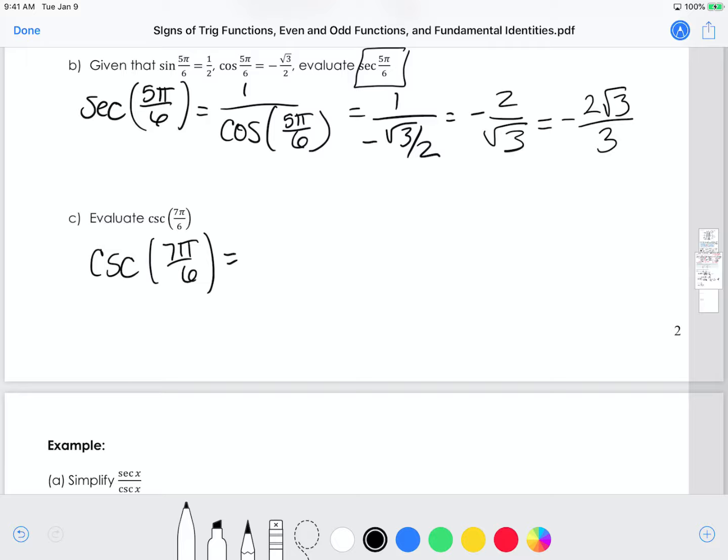Since my cosecant is the reciprocal of sine, I'm going to write it like this. In looking at my ordered pair on the unit circle, my y value for 7 pi over 6 is negative 1/2. So when I take the reciprocal, because cosecant and sine are reciprocals, I'm going to get negative 2.